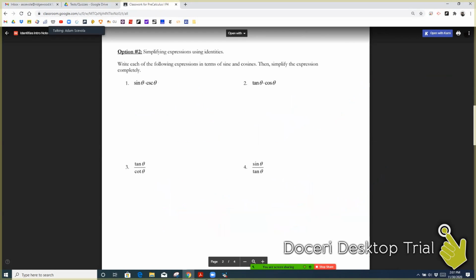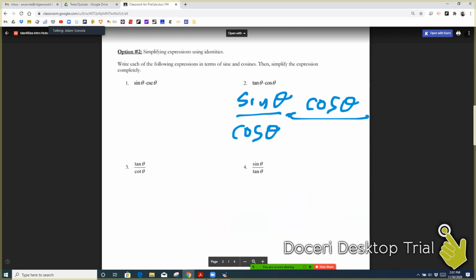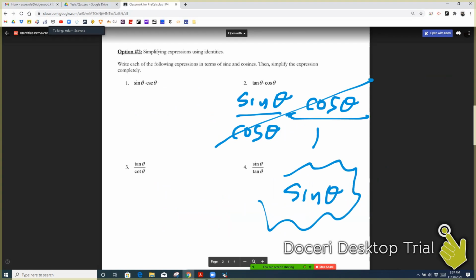For number 2, they're not reciprocals, but for tangent you could substitute in sine over cosine. And cosine, you could just leave as cosine. So now you put that over 1. You have sine times cosine over cosine. Cosine over cosine cancels out, like it's just 1, and you get sine theta. So tan times cosine is equal to sine. Simplifies.